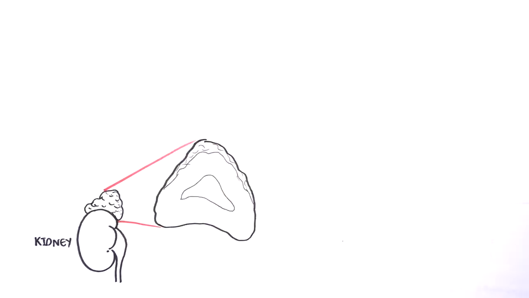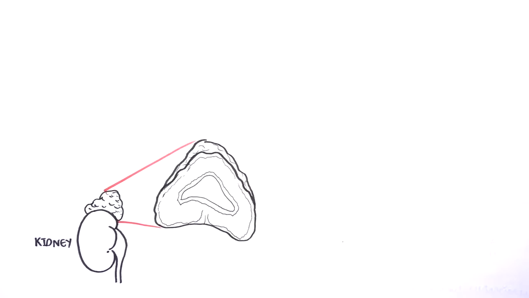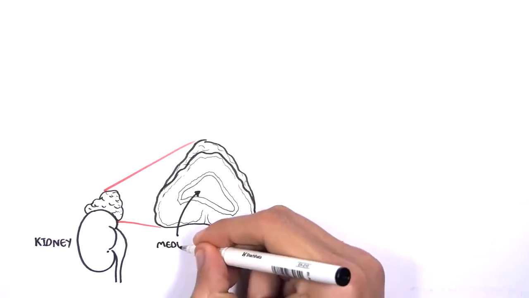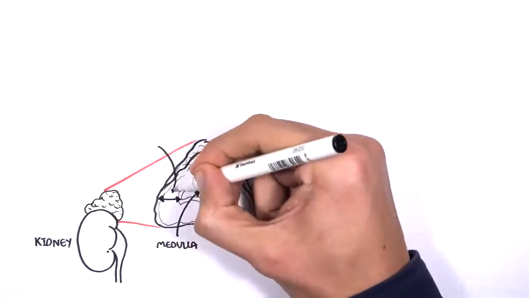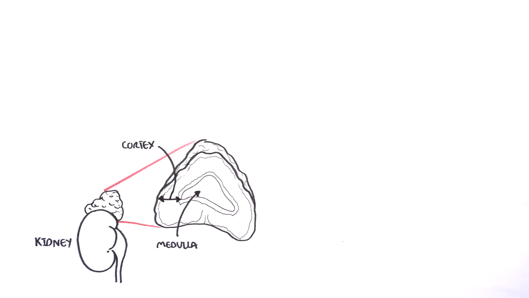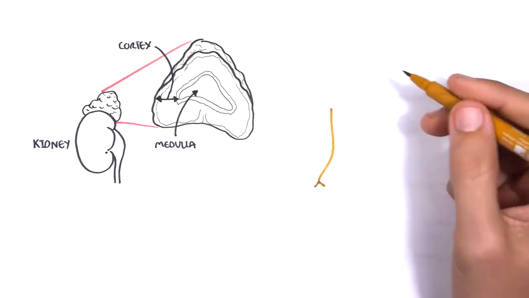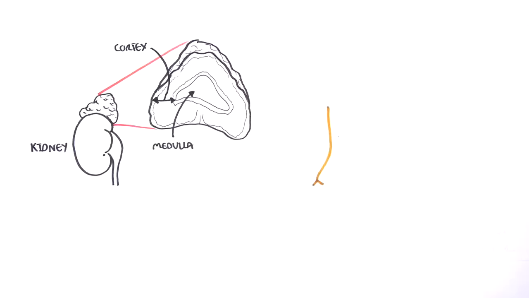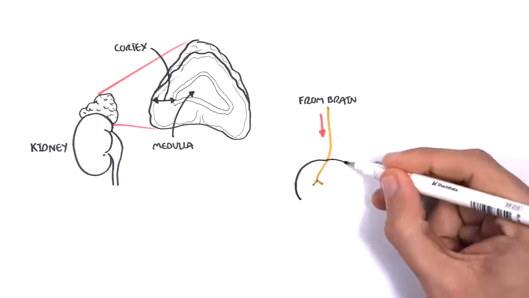Here is a cross-section of an adrenal gland. It is made up of an adrenal medulla in the center and the adrenal cortex on the outside or periphery. The adrenal cortex and adrenal medulla produce very different hormones, but in a way they are similar. Unlike the adrenal cortex, the adrenal medulla is stimulated by nerves.